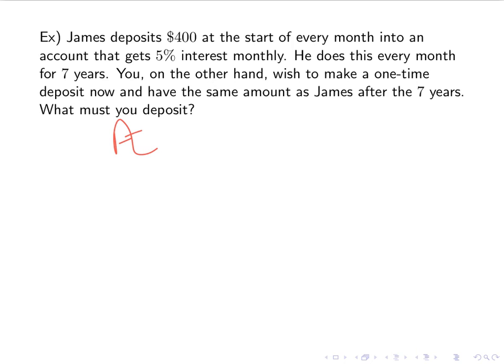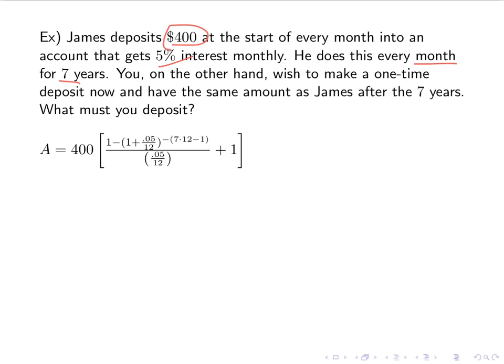So what must I deposit? That's A. It's the start of every month, so that's annuity due. So I know I'm looking for A with annuity due. That's the bottom right, or the fourth or the last equation in our little matrix of equations. So we go to plug everything in. I've got 5%, so that's 0.05 for little r. Monthly, so M is 12. 7 years, T is 7. $400 is my repeated payment.